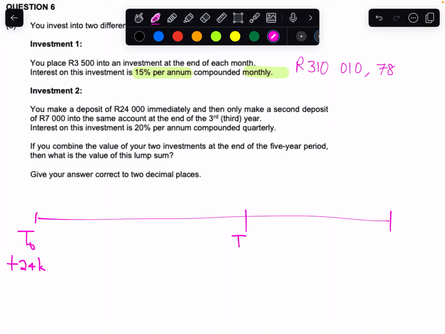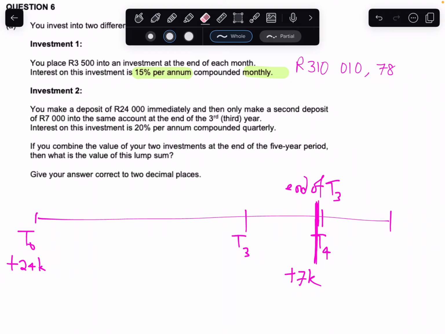So let's say T4 is here, right? Somewhere here is where you add another 7,000 Rand, 7K to be consistent with my nomenclature. So end of T3, just in case I goldfish and forget what I'm trying to show here. Okay, no, I'm being dramatic for no reason. Sorry, that is not correct.